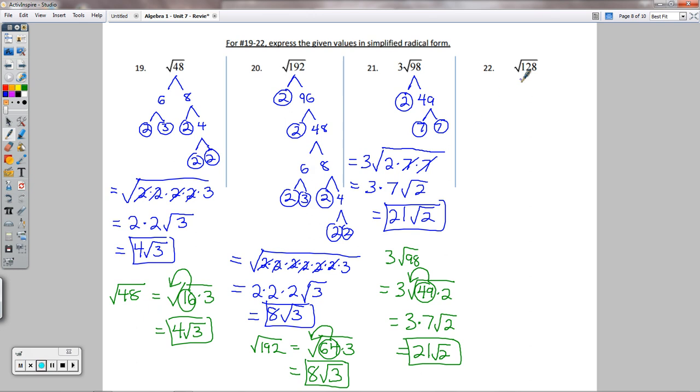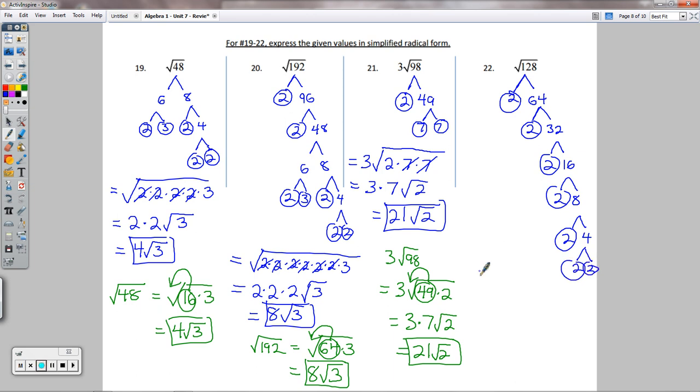And then 128. Well, you could do 2 and 64. You could break that into 2 and 32, break that down. You've got 2 and 16. You've got 2 and 8. You've got 2 and 4. And you've got 2 and 2. So on this one, you have 7 2s. That's a lot of 2s, but you get 7 2s.